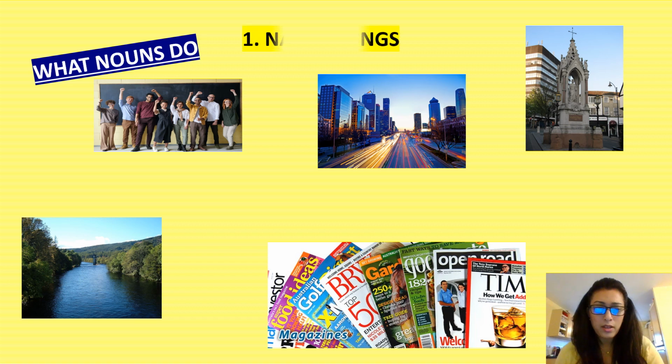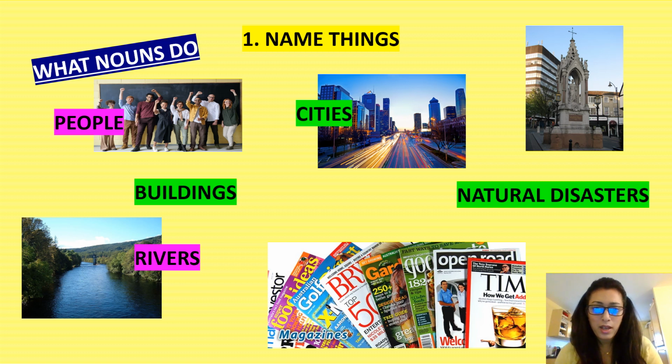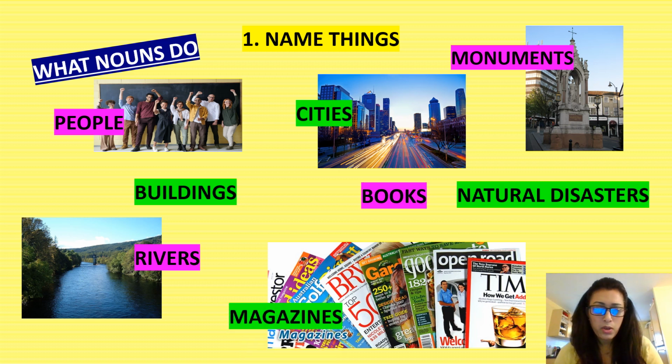Now let's take a look at what all nouns do. Now that you know what nouns are, it's a good idea to explore what nouns do. This is a great way to improve your ability to recognize and properly use nouns in sentences. So the first thing is how to name things. Nouns name all names of all things like people, cities, buildings, monuments, natural disaster, books, magazines, songs. They all are nouns.